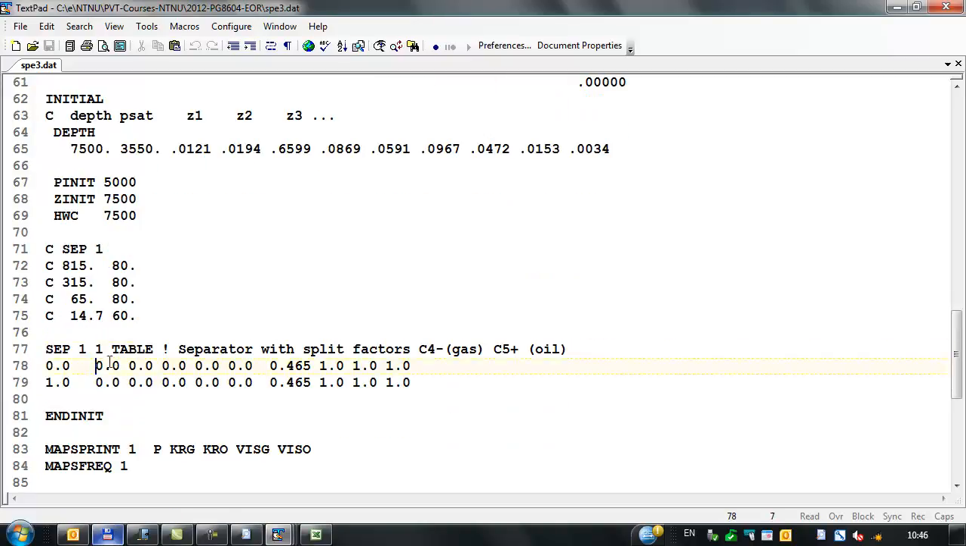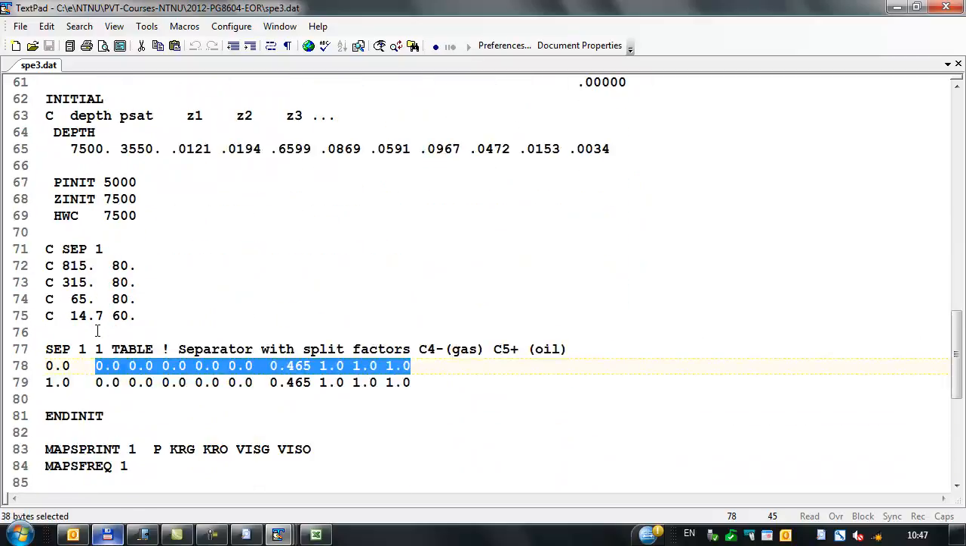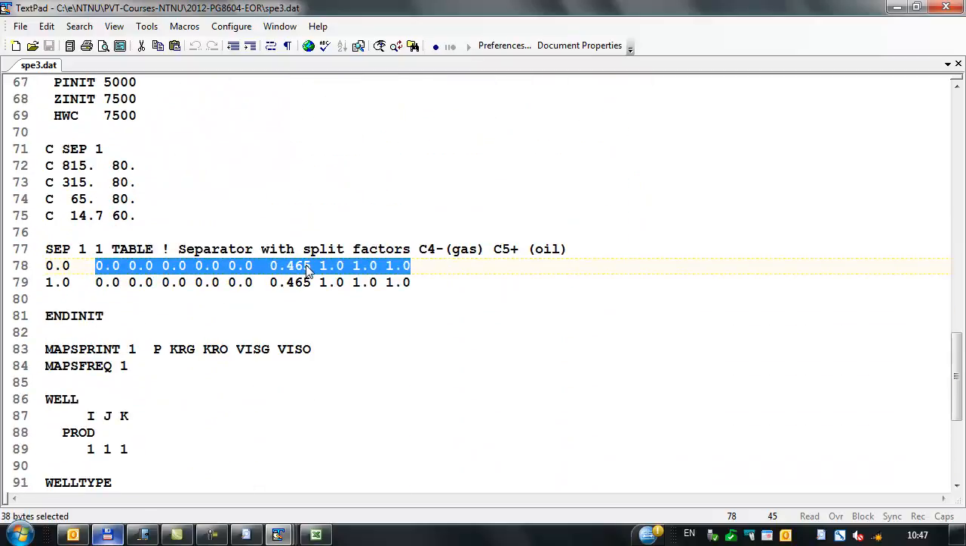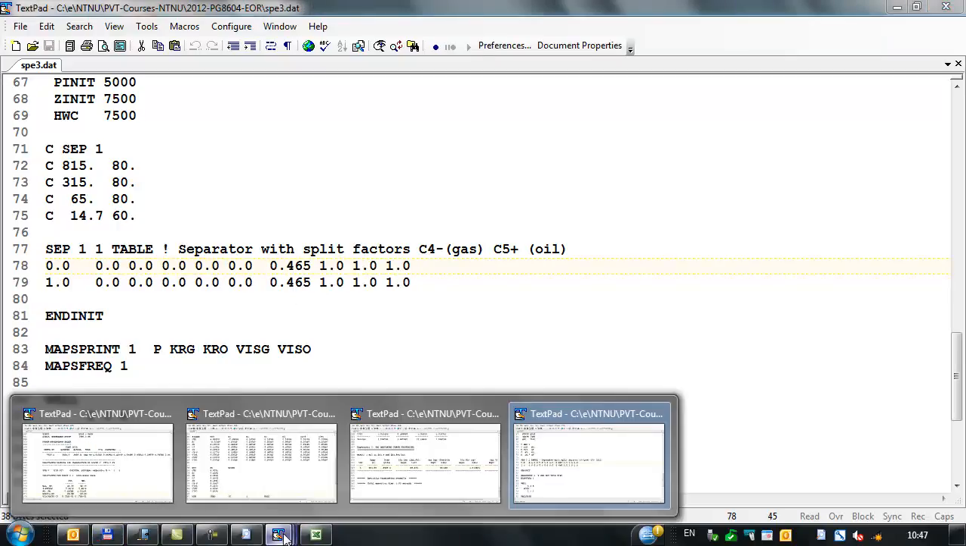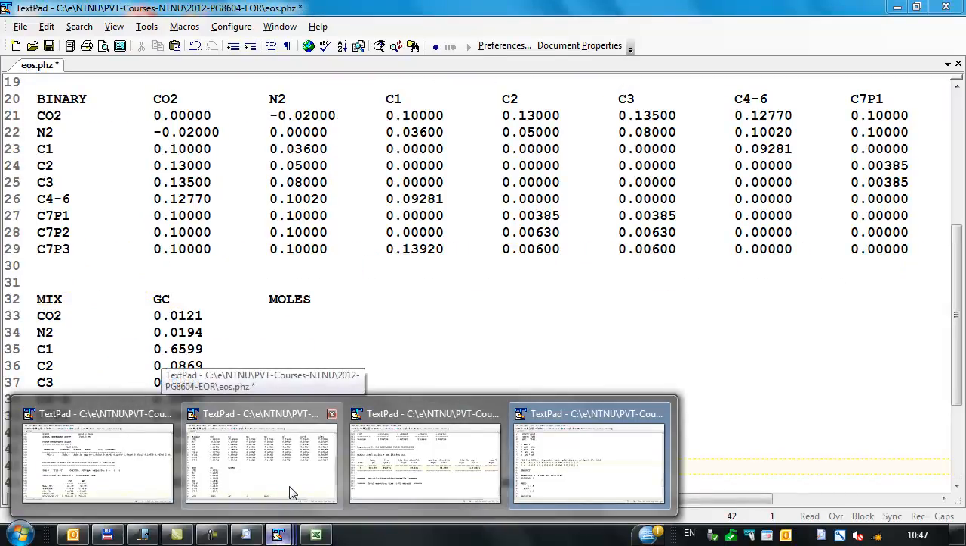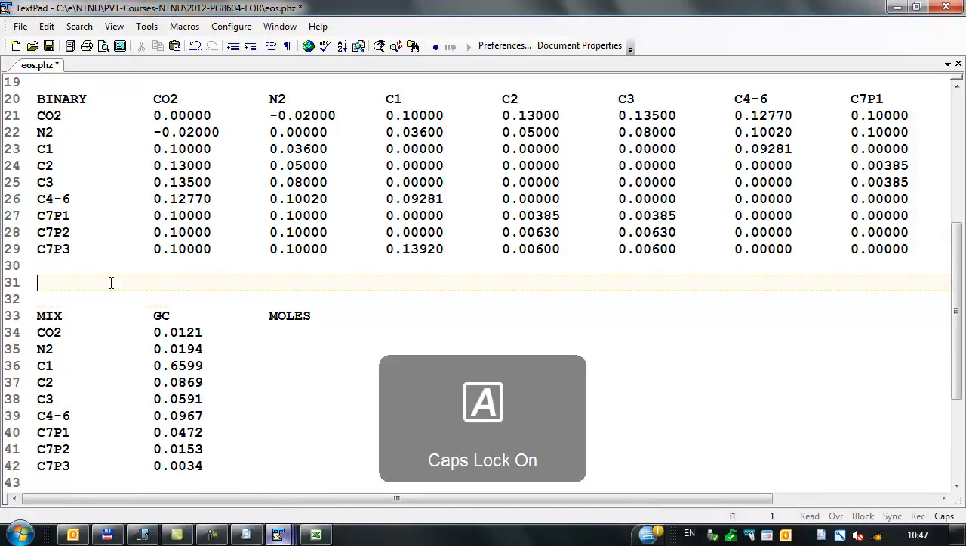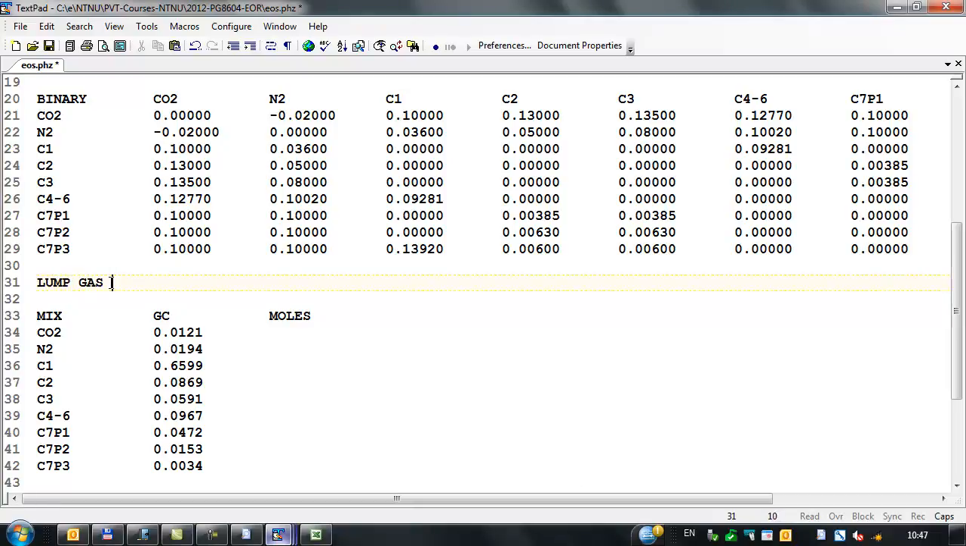Here. These numbers here. So it's 0 for all the components until C4 to C6. And of the C4 to C6 component, 46.5% is going to go into the surface oil. Okay? So we can define in our phase comp file, somewhere if we can find it here. Lump. We're just going to call it gas, or surface gas maybe. Maybe gas will be misunderstood. Surface gas.